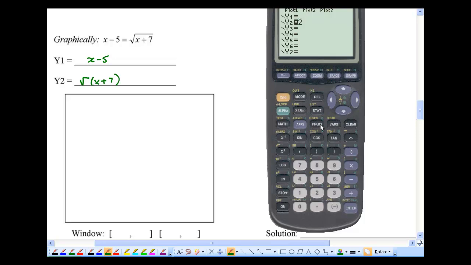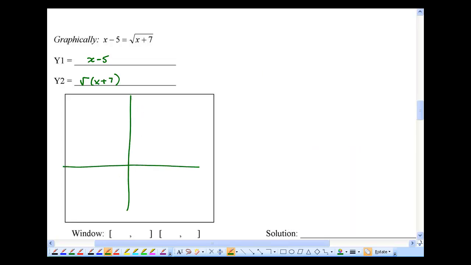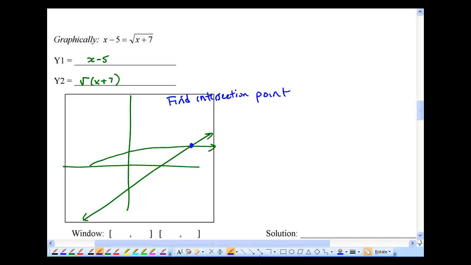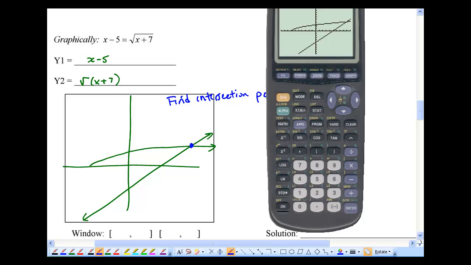We have here clear as x minus 5. Then over here I got the square root of x plus 7. I'm going to graph this out. There's my line x minus 5. Here comes root x plus 7. Okay, this is still the standard window, so that's fine. And I'm looking for the intersection point. So find the intersection point. You do that on your graphing calculator. I'll do that on mine. We'll double check our answers at the end.